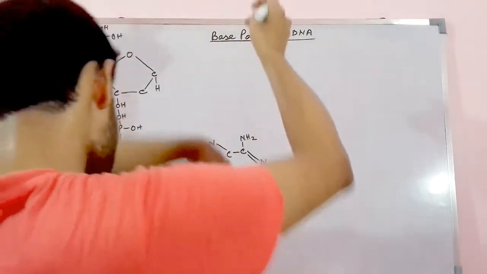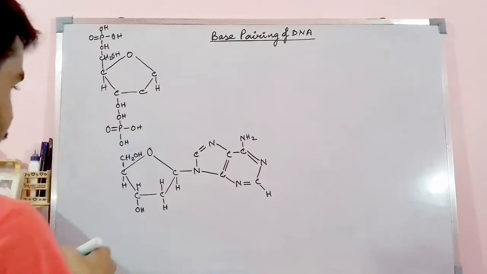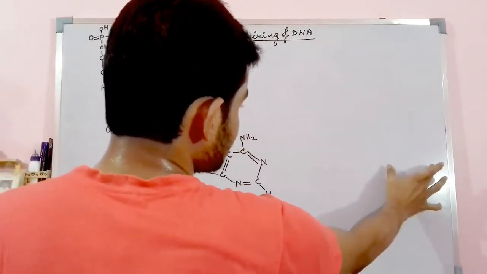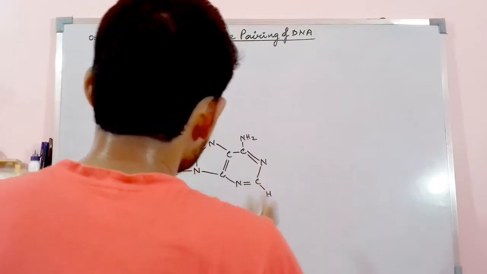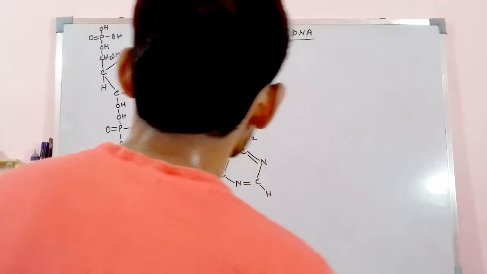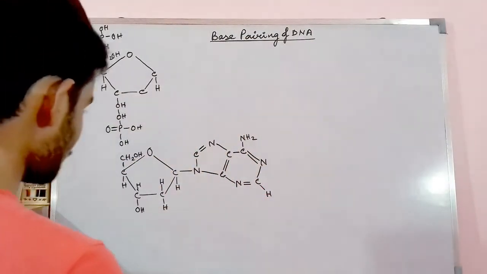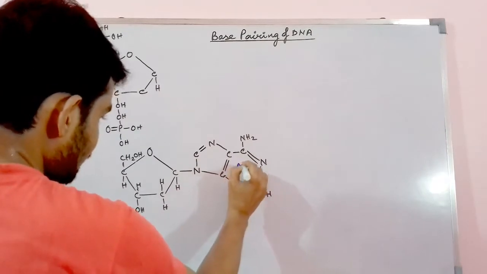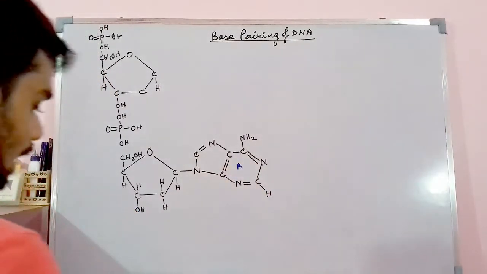Now in this case, let me shorten it, then it would be easier to draw the purine base and pyrimidine base along with it here. I think it's quite shortened, it would be enough to draw. So this one is the adenine base, the adenine heterocyclic nitrogenous base.